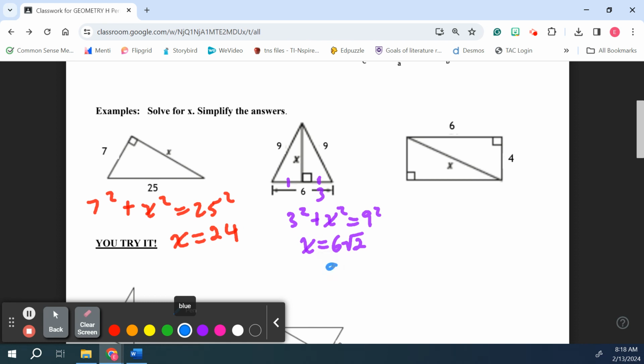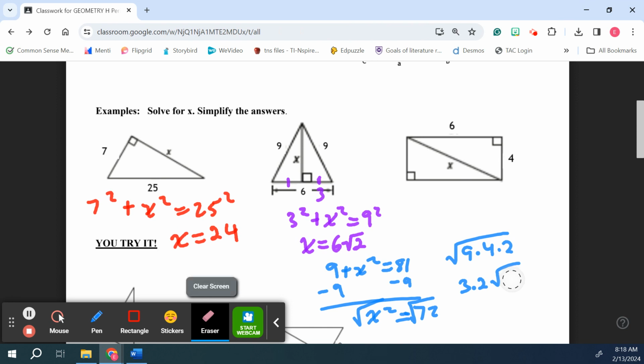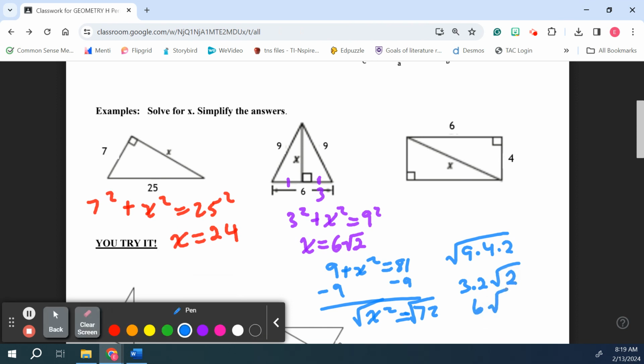Okay. So this will be 9 plus x squared equals 81. Subtract the 9. This gives you x squared equals 72. When you take the square root, the square root of 72 breaks down into 9 and 8, and then 4 and 2. So square root of 9, square root of 4, square root of 2. Square root of 9 becomes 3, 4 becomes 2, and then there's your 6 radical 2. Or break it down by prime factors. Totally your call.